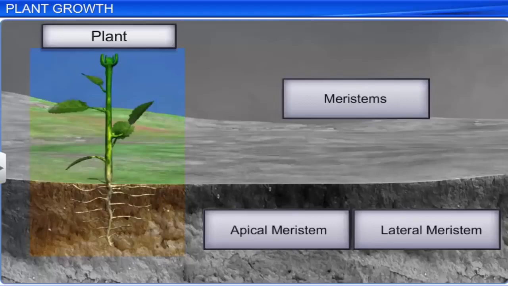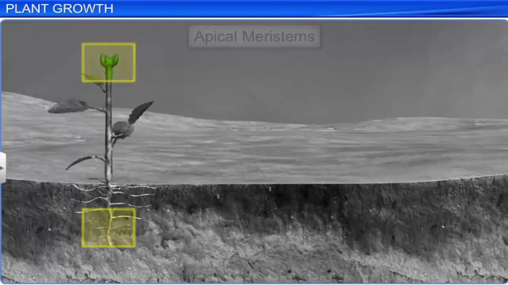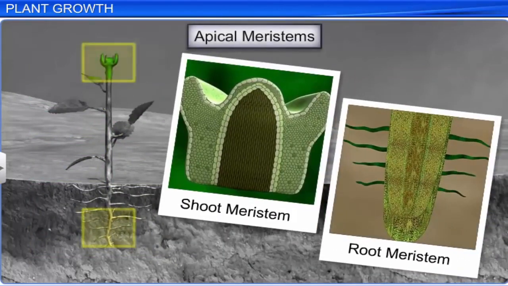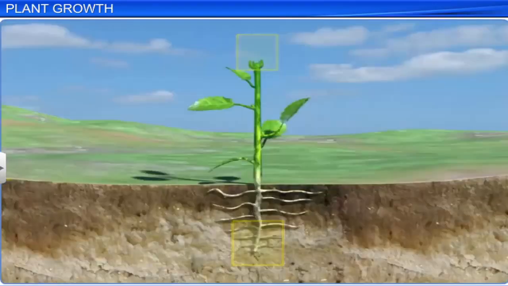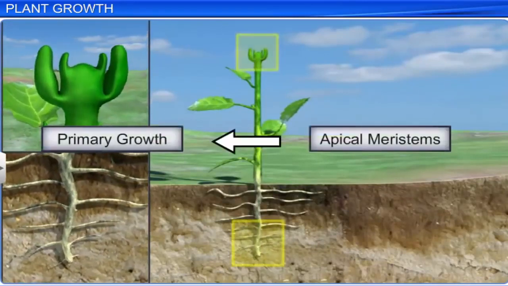Meristems are of two types, namely apical and lateral meristem. Apical meristems are located at the root tips and shoot tips of all plants. They are responsible for the primary growth of the plant, that is, elongation of the plant along its axis.